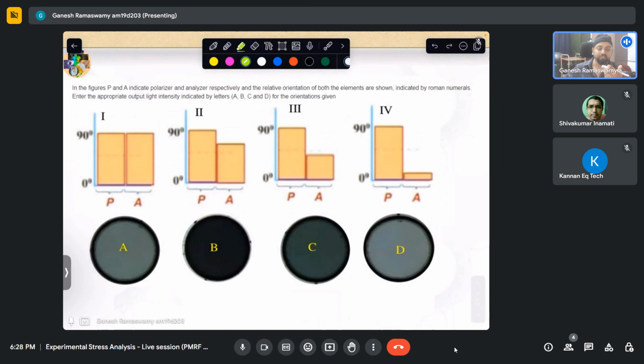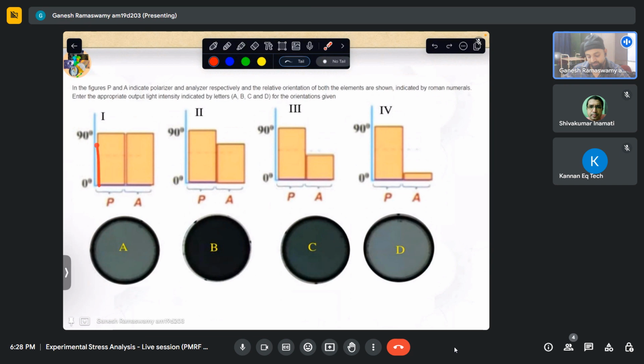Both are one and the same, but in different orientations, respectively. And the relative orientation between both the elements is shown, indicated by the Roman numerals. Enter the appropriate. So what are we seeing in arrangement 1?